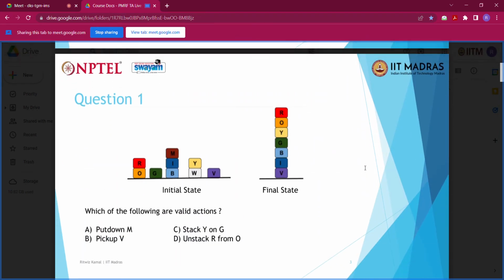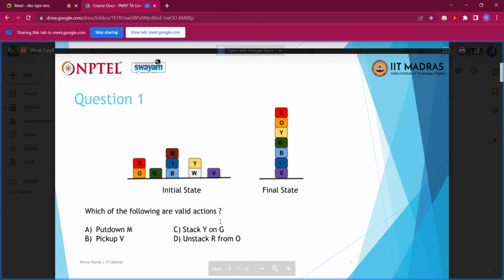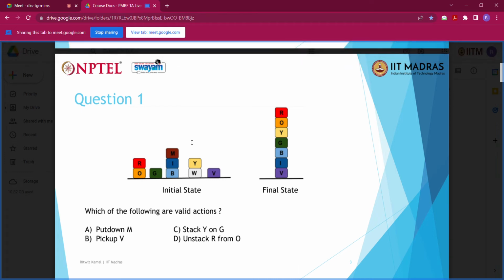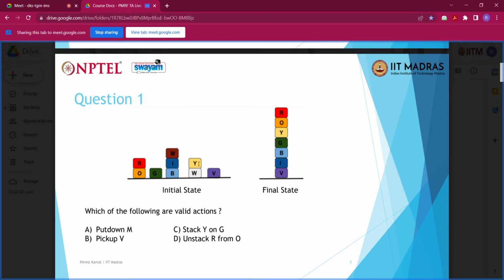So you see, we are given an initial state and a final state. Now, which of the following are valid actions? If you remember, this is one of the examples that was discussed in the lectures by the Professor. We have one robot arm, and the only valid operations are either to lift an object from on top of the table or from on top of another block, or to stack down a block from the robot's arm on the table or on top of another block.